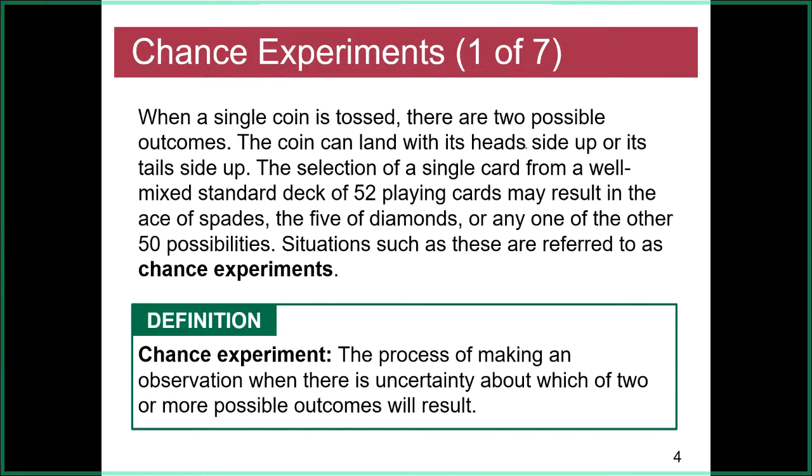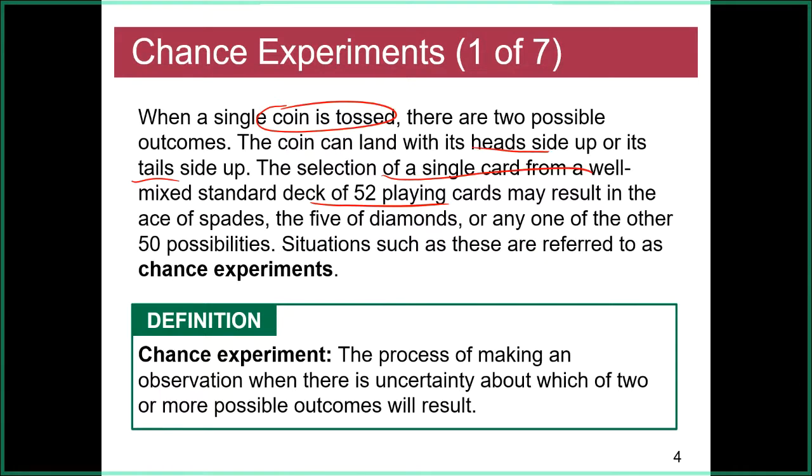For our example here, when we toss a single coin, there are two possible outcomes. So that is our chance experiment, tossing the coin. The two outcomes, of course, will be heads or tails. We can't predict which one it'll be, but we can predict the frequency or the likelihood of one or the other. Or we can look at selecting a single card from a standard 52 card deck.